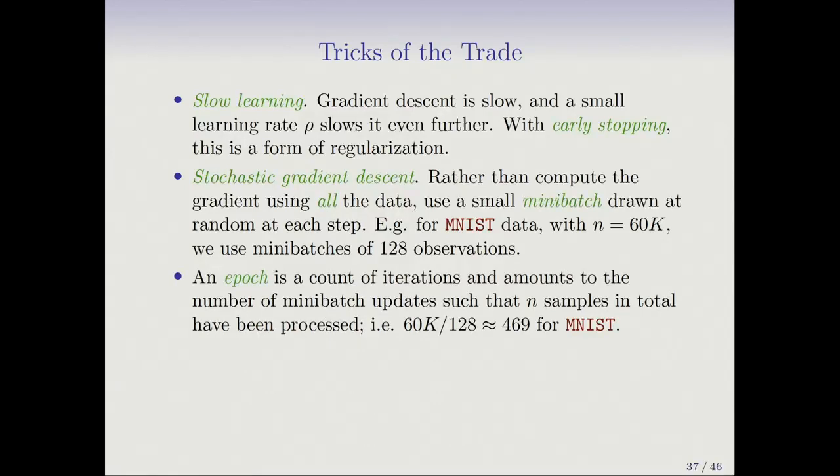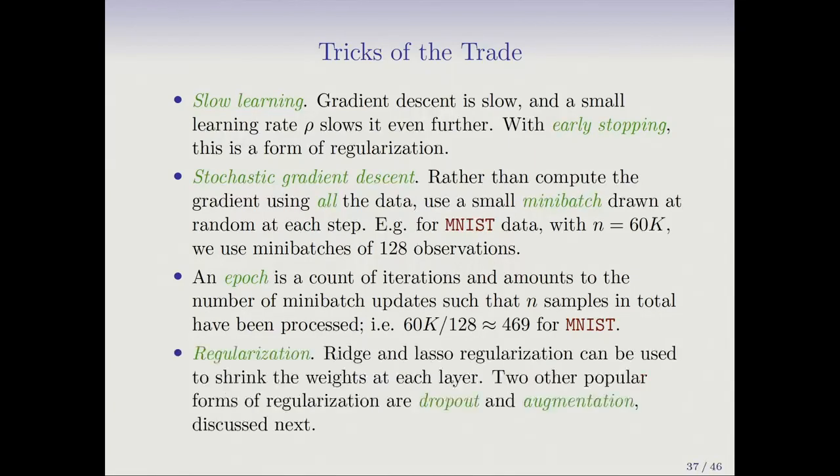Okay, so we talked of epochs. The epoch is a count of iterations, and it amounts to the number of mini-batch updates such that n samples in total have been processed. So if we use 128, it's going to be 60,000 over 128, which means 469 mini-batch updates amounts to going through an equivalent of the full n training samples, 60,000. That's an epoch.